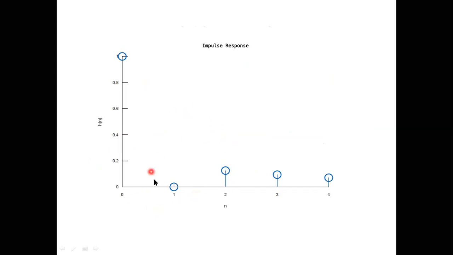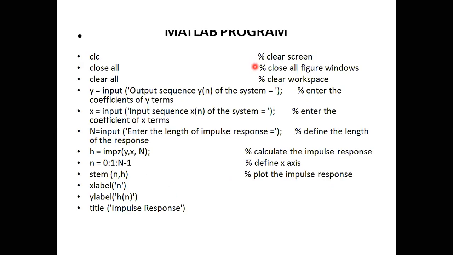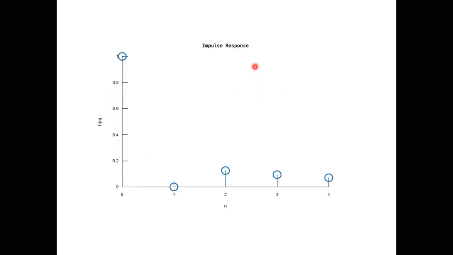So this was about your impulse response: how to find it, how to solve the equation, what a difference equation is, how to rewrite your difference equation, how to solve it, how to take a Z transform, how to solve it by partial fractions, and then how to take the inverse Z transform. After finding the impulse response, you need to write the MATLAB program and verify your answers with the MATLAB results. Clear? So this was about the impulse response of a system. Thank you.